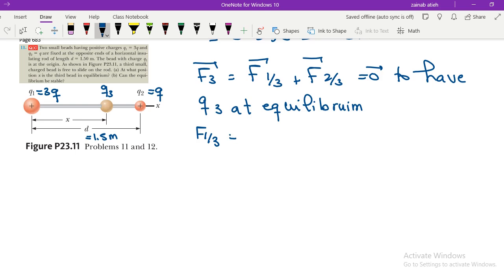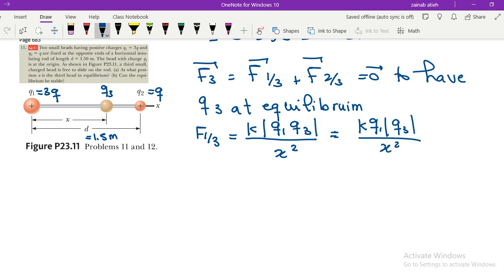So F1 on 3 is equal to K absolute Q1 Q3, because it is the interaction between 1 and 3, over the distance between 1 and 3. The distance between 1 and 3 is x, so it's over x squared. Remember, we are searching for x. I will substitute Q1 for its value. Q1 is equal to 3Q. Q1 is positive, so I can take it outside the absolute value. I will get 3KQ absolute Q3 over x squared. Why didn't I remove Q3 from the absolute value? Because simply I don't know if it's positive or negative. I will keep it like this.